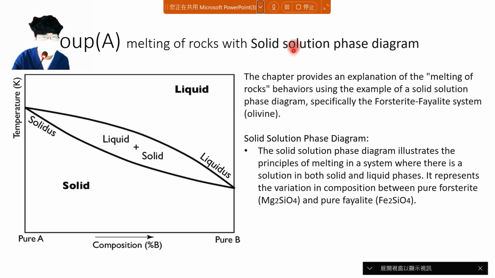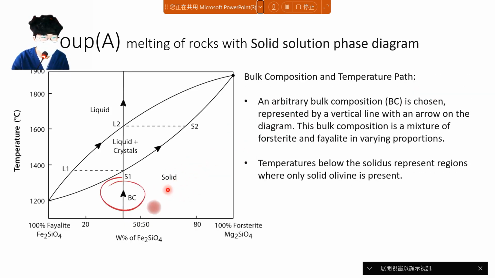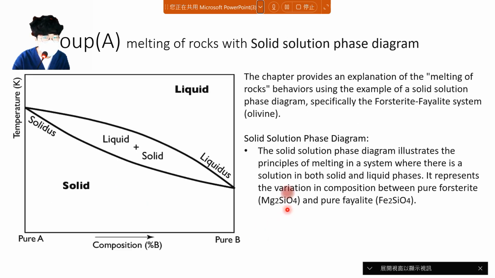And the next one is the solid solution phase diagram. The textbook provides an explanation of the melting rock's behavior using the example of a solid solution phase diagram. The example is olivine, with forsterite and fayalite.